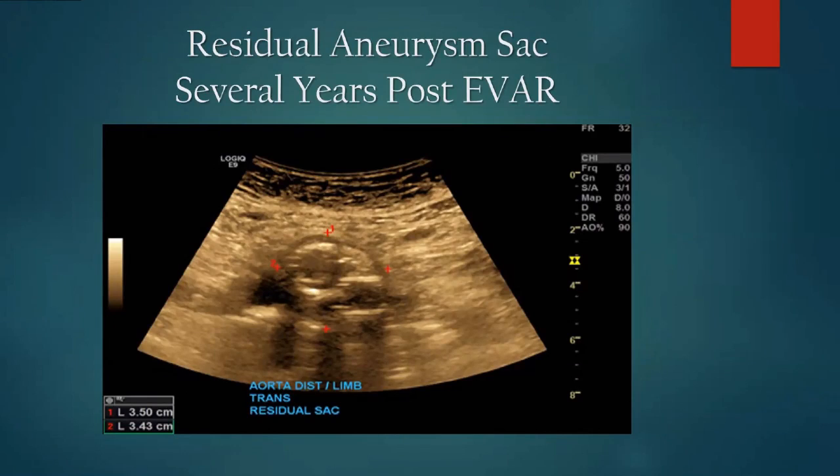This patient had an endograft several years ago. Here we dropped our dynamic range down to about 60, so you can see the outer wall a little bit better. And this is actually what an endograft looks like several years out. Usually your widest measurement of the residual sac is at the limb bifurcation.